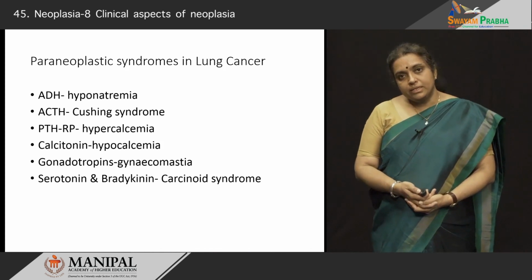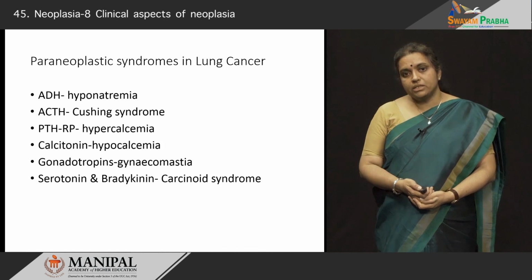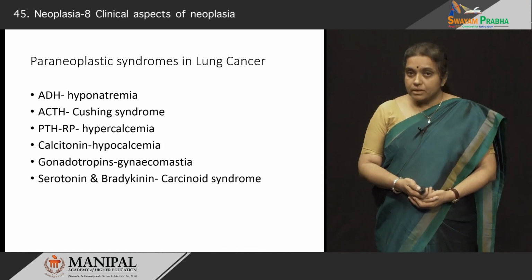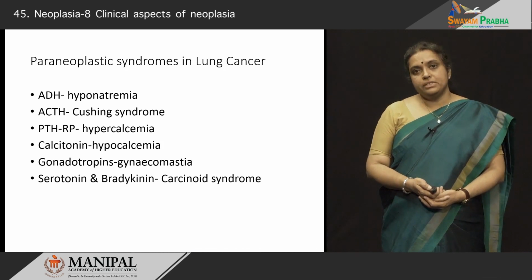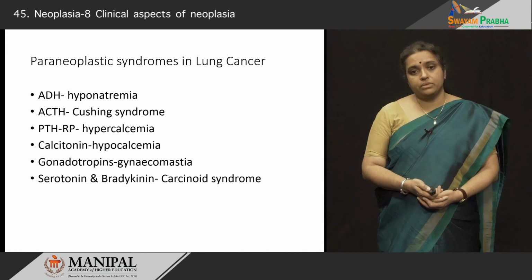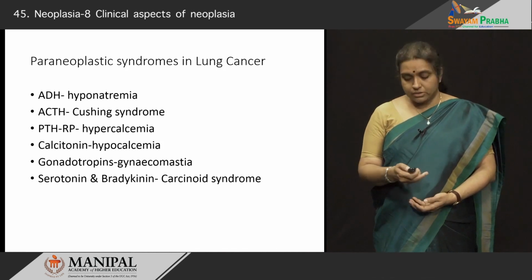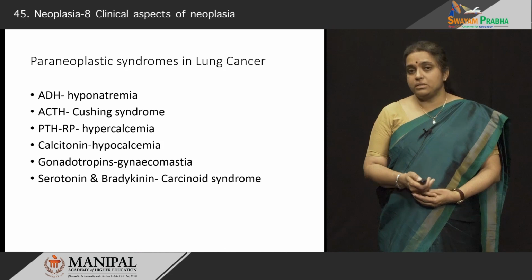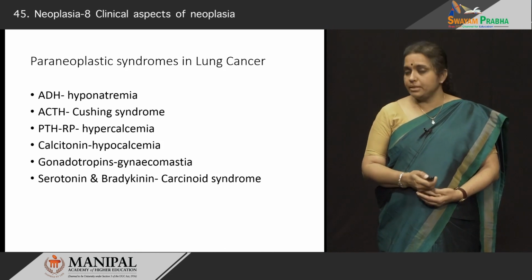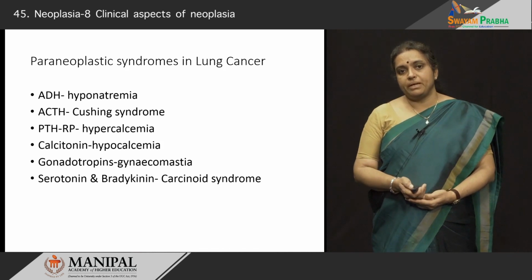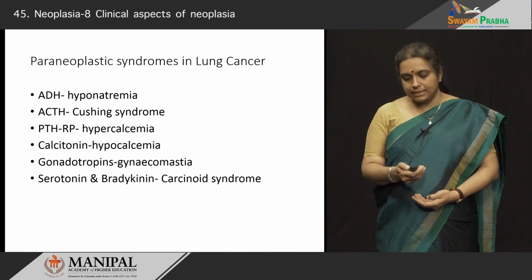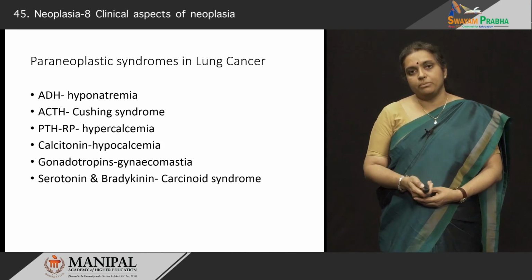On the contrary, it can even secrete calcitonin, which can cause the opposite effect, which is hypocalcemia. It can secrete gonadotrophins, which can cause gynecomastia, and it can also secrete serotonin and bradykinin, which can cause carcinoid syndrome. So, these are all the different paraneoplastic syndromes that can occur in lung cancer. There are many cancers that cause paraneoplastic syndrome. I have just listed the ones that occur in lung cancer because it is one of the common ones.